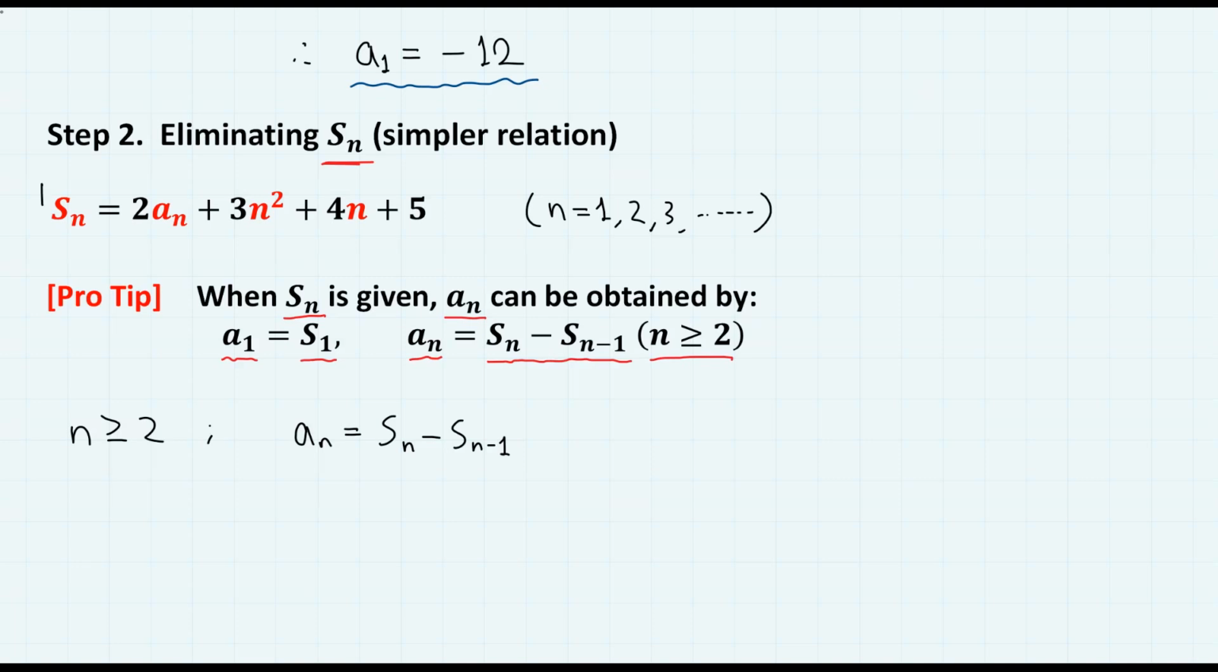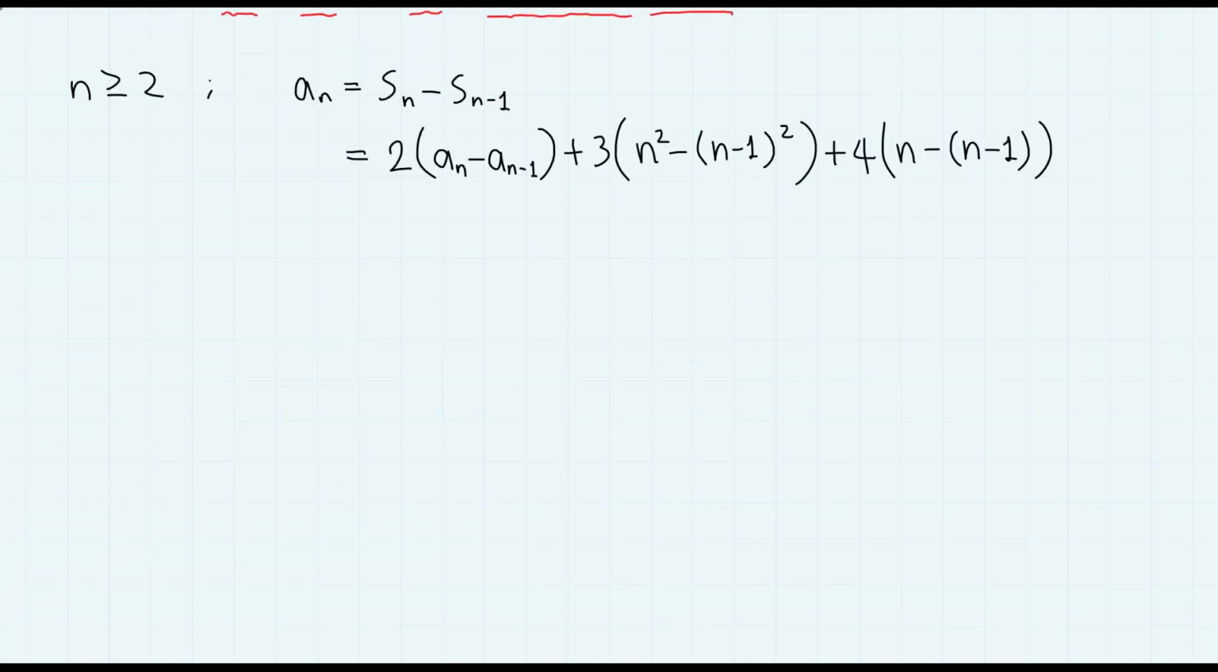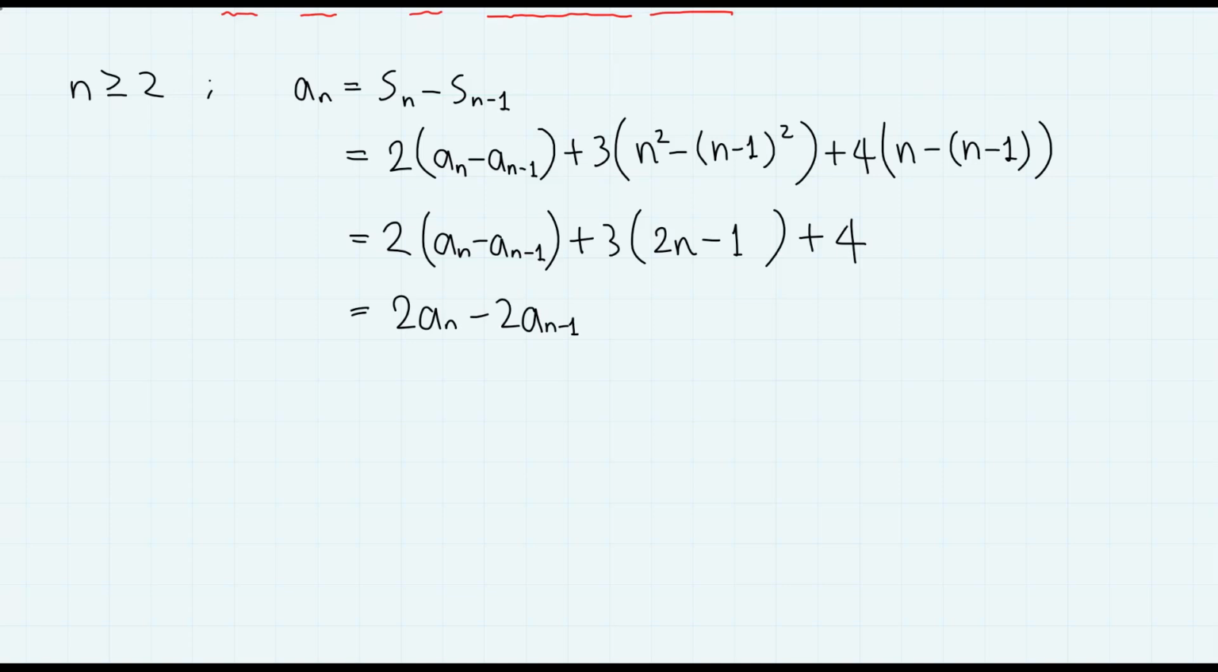So we have this, and by using our recurrence relation, this can be written as first 2 times a_(n-1) plus 3 times n squared minus (n minus 1) squared plus 4 times (n minus 1), and that's it because the constant term 5 got cancelled. So we have 2a_(n-1) plus 3 times, this part becomes 2n minus 1. Then we have just 4. So we have 2a_n minus 2a_(n-1) plus 6n plus 1. So we have a_n equals this, which means that if we solve for a_n, we have 2a_(n-1) minus 6n minus 1.